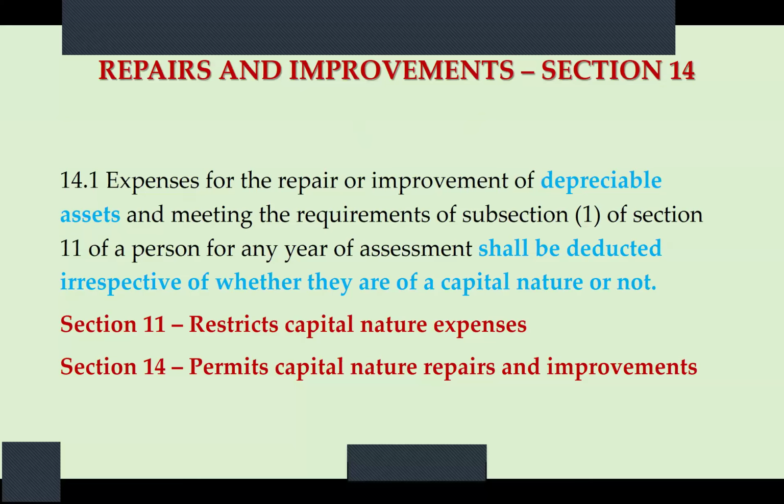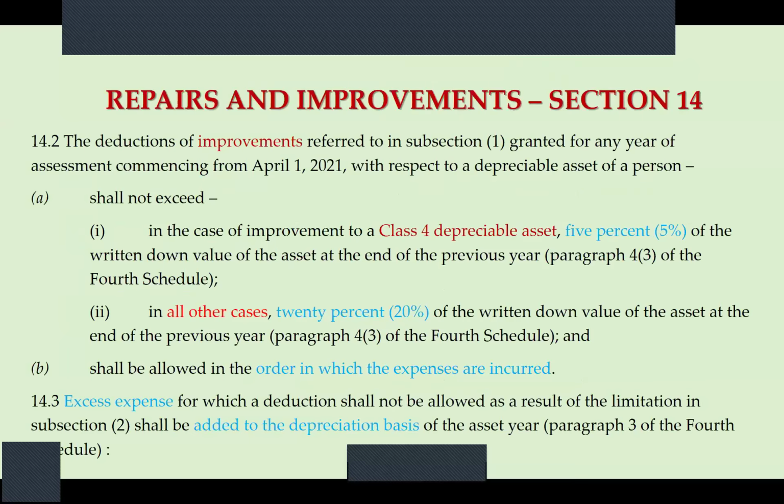But the issue is, when we are deducting expenditure under section 11, capital nature expenditure cannot be deducted. So that is the difference between the main deduction rule and the specific deduction rule. I have given you the details. Then we discussed the limitation.